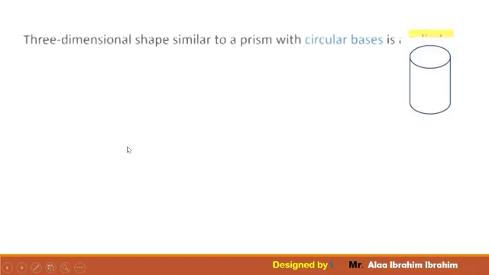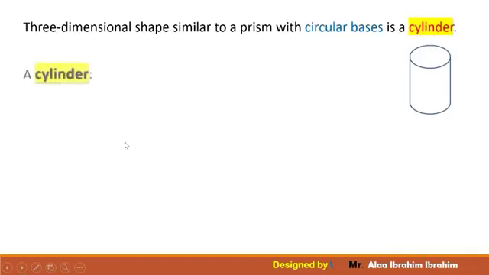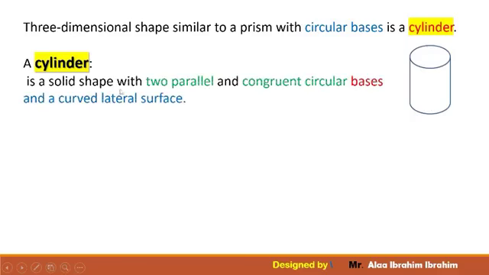Now we're going to cylinder. A cylinder is a three-dimensional shape similar to a prism, close to the prism with a circular base. So the bases are circles. Because of this, I gave you the area of a circle. The cylinder is a solid shape with two parallel bases, this circle and the other circle, which are congruent circles at the same time, and a curved lateral surface. So your side here is curved.